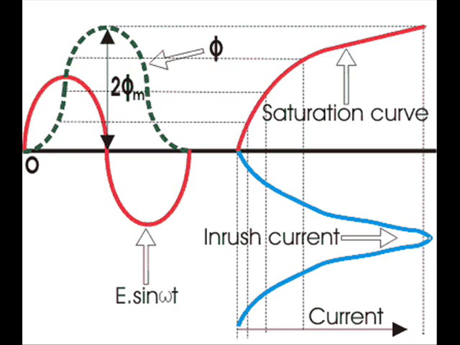This current is transient in nature and may exist only at the time of switching on the transformer. After a finite time, normally in the range of milliseconds, the inrush wave is damped out and the magnetizing current of the transformer gets its steady-state value.